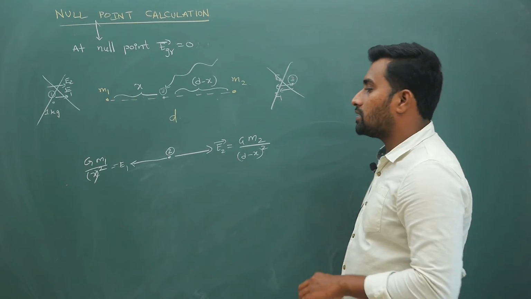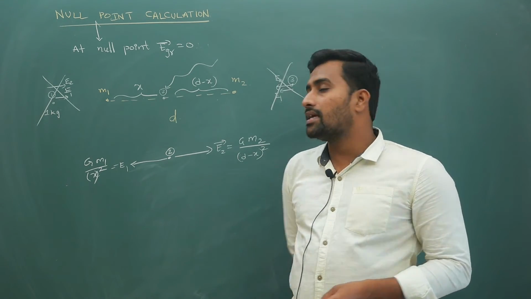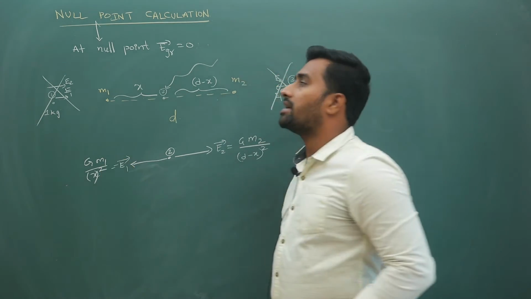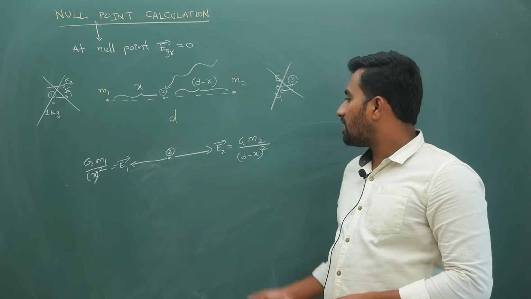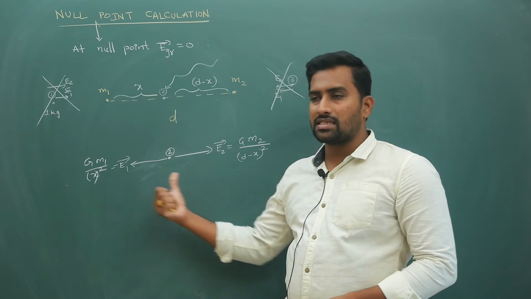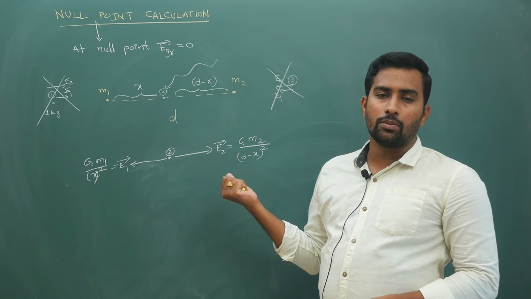Once you get this, what is your resultant electric field? Your resultant electric field is 0 at the null point. At null point what will happen? Your resultant field is 0. For the resultant field to be 0, as I have explained, these two vectors must have equal magnitude and they must lie in opposite direction.